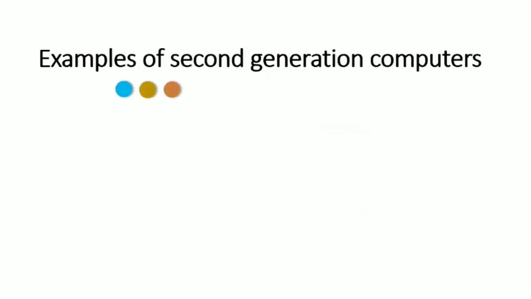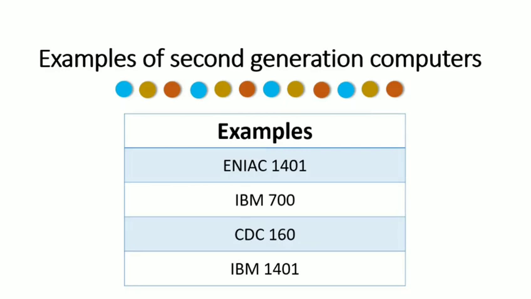Examples of second generation computers are IBM 700, CDC 160 and IBM 1401.